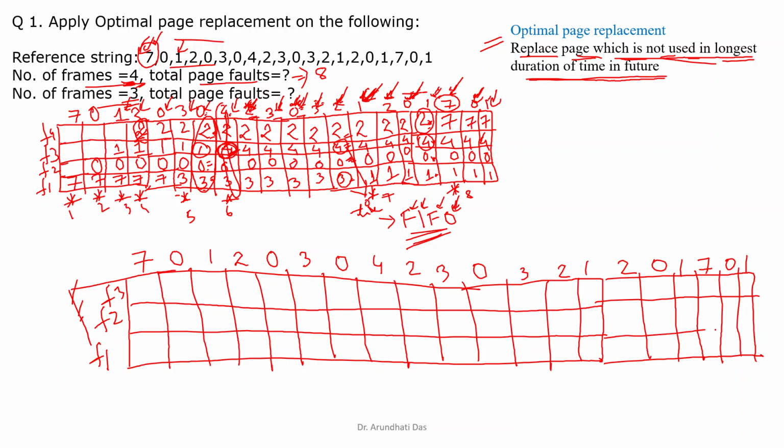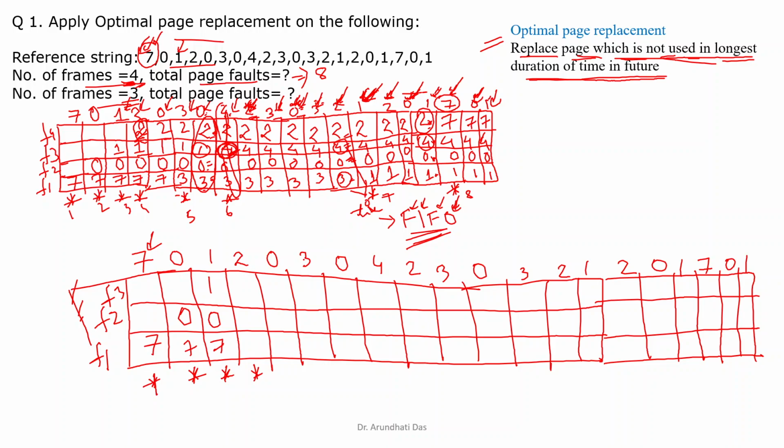So okay, let's start. Now we understood how to do this. 7, whether it is there in the main memory, no, it is a page fault. 0, whether it is there in the main memory, no, it is a page fault. 1, whether it is there in the main memory, no, it is a page fault. 2, whether it is there in the main memory, no, it is a page fault. Now which one will I replace out of 1, 0, 7?